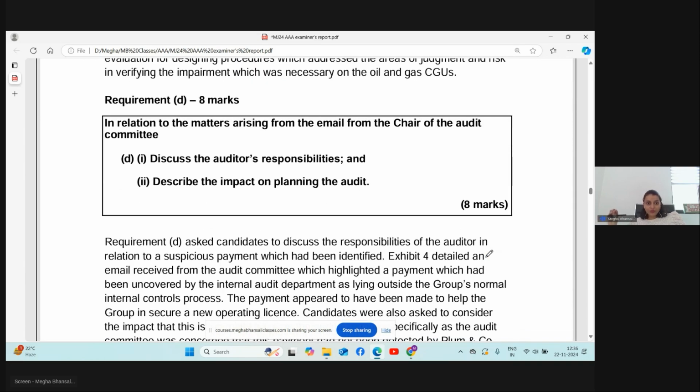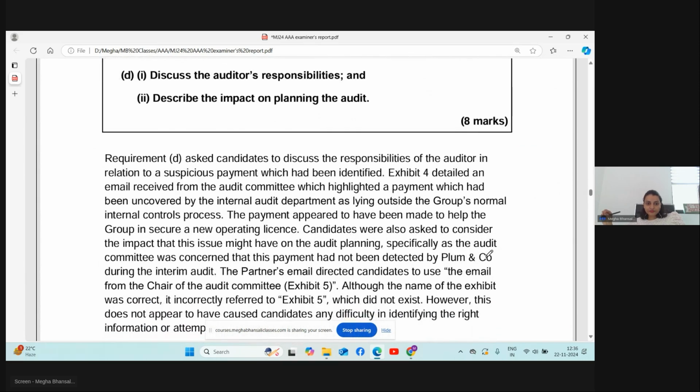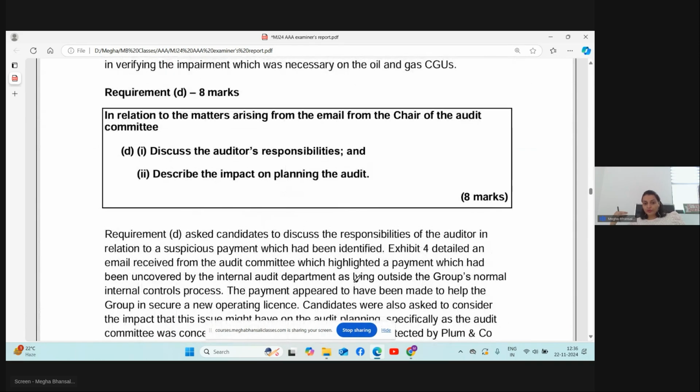Then the next question was in relation to matter arising from the email from the chairman of audit: discuss auditor's responsibility and describe the impact on audit planning. So there was some kind of bribery that took place here. They wanted to set up their operation in a new country, and in that country, they have figured out that there was some payment done to one politician so that they could get the operating license. So it's a kind of a bribe.